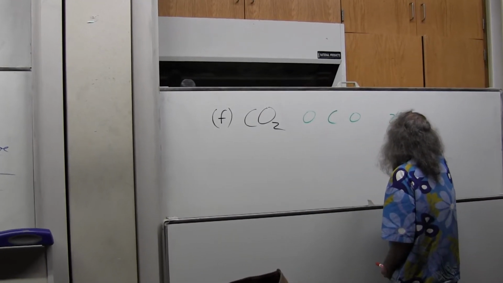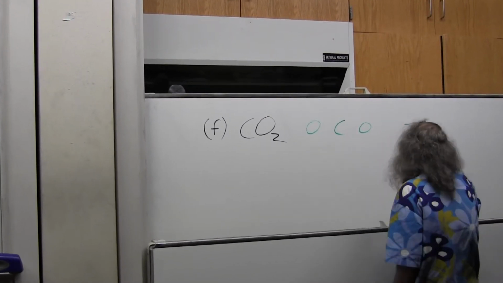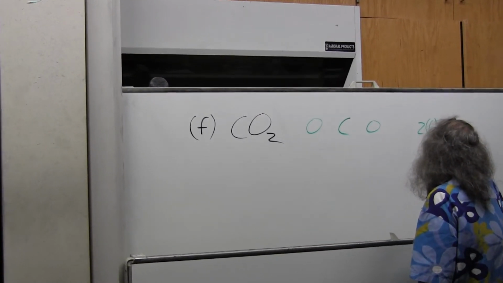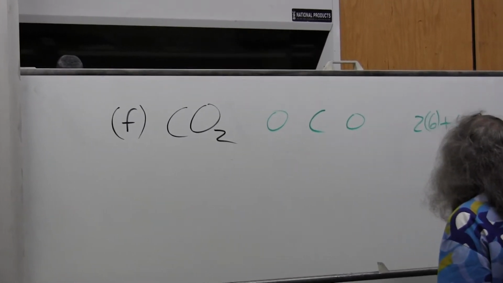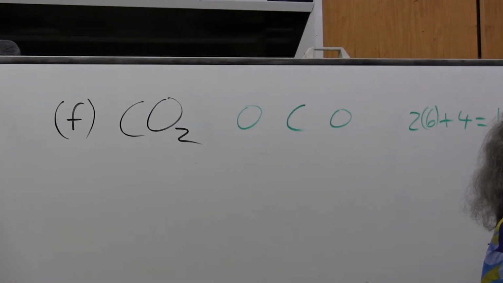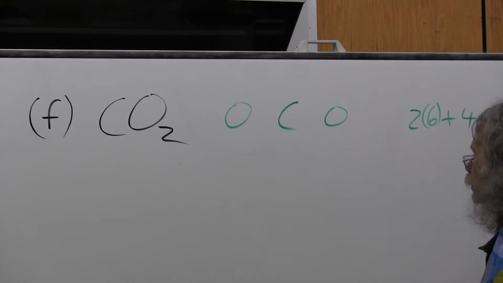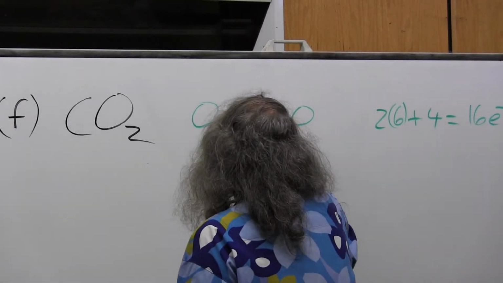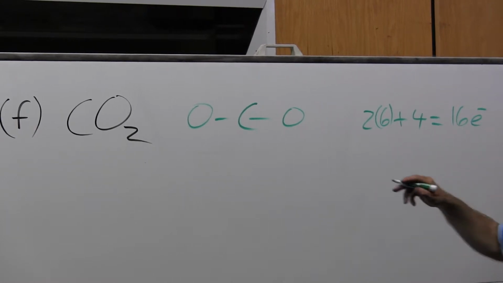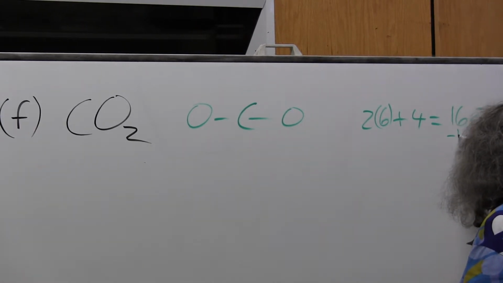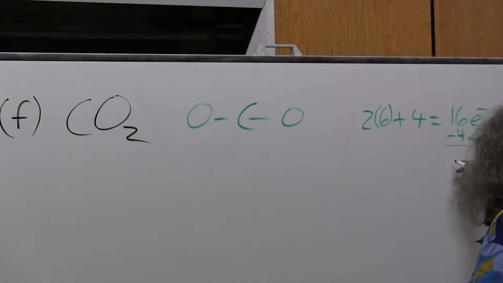There is 2 times 6, because this is group number 6 with oxygen, plus 4, group number 4 carbon, equals, let's see, that's 12 plus 4 is 16 electrons. So I will first draw a line connecting the central atom to the outer atoms. That takes care of 4 electrons, minus 4 electrons. I have now got 12 electrons remaining.